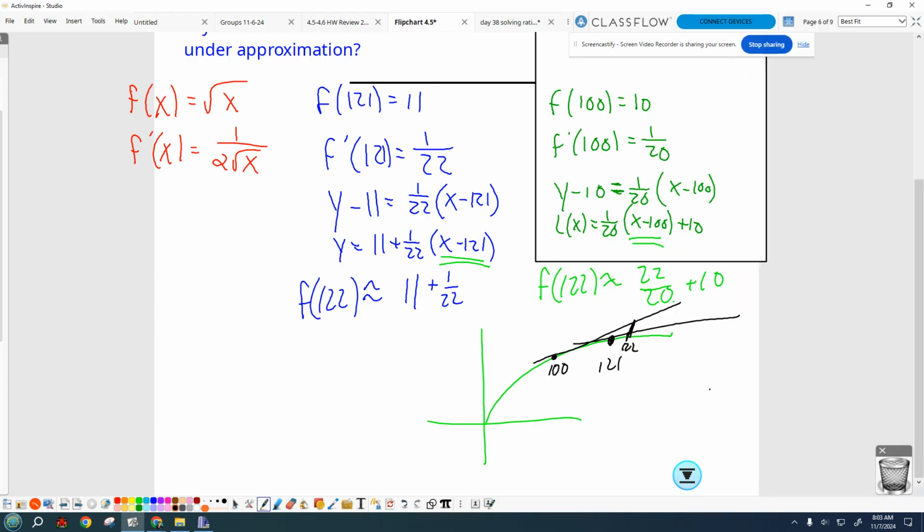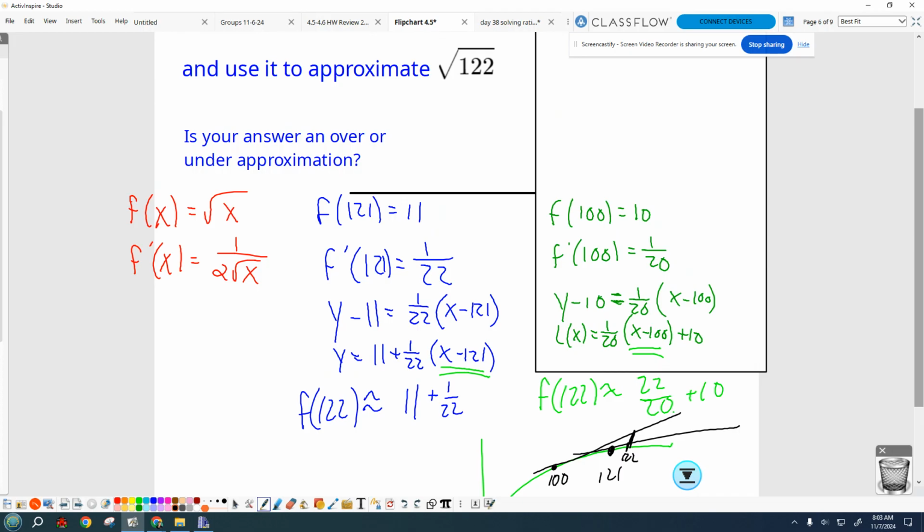And is it an over or under approximation? Doing the derivative again. Multiply by the power, lower the power. It's always negative, so because the second derivative is negative, it's concave down and the tangent line is above, so it's an over approximation. Cool.